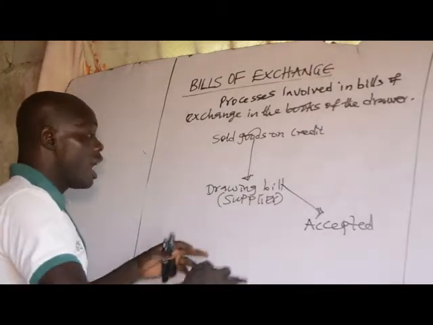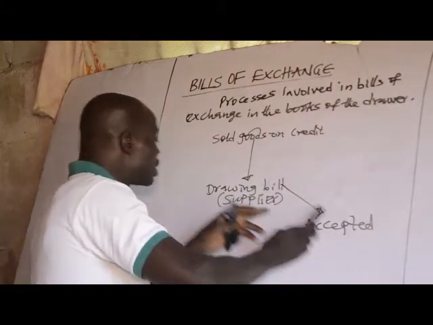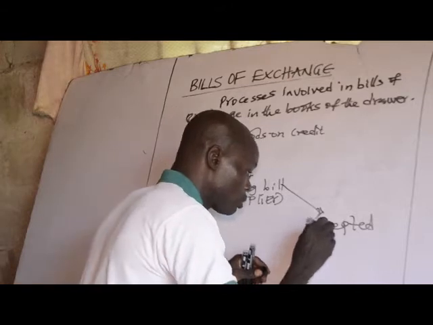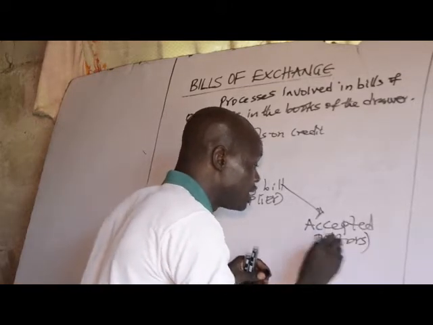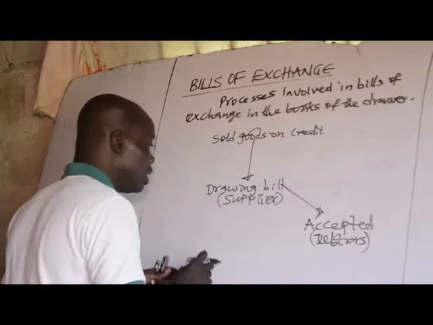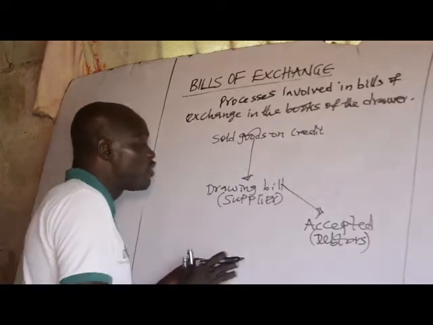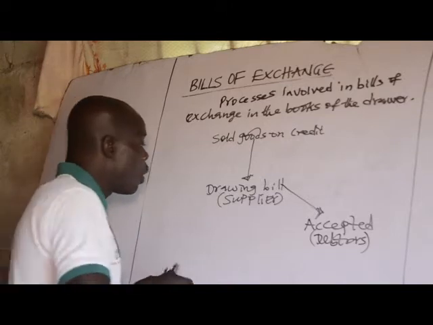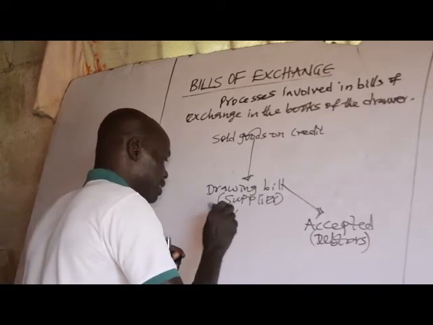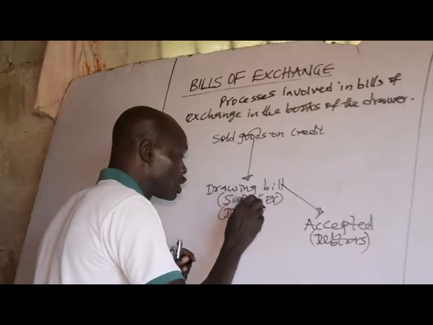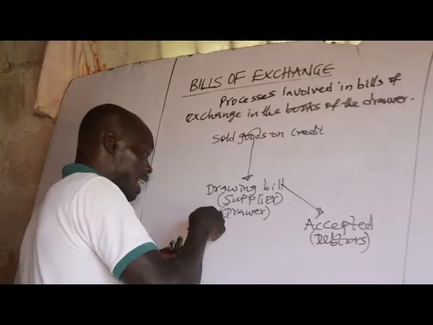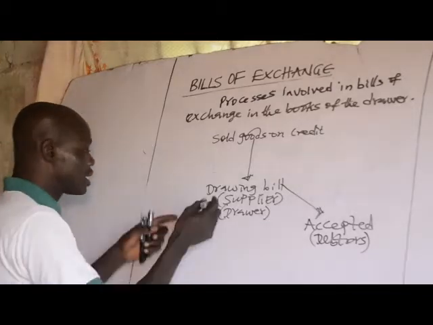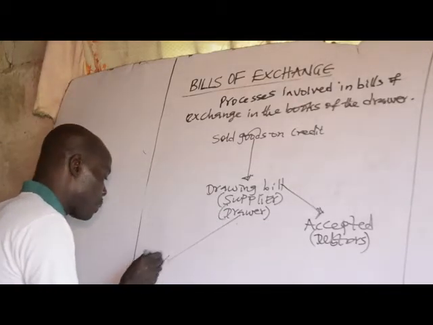So, say these bills have been accepted by the drawees, that is, by the debtors. I said the bills become a legal proof of the debt. There are three options open to the drawer. I told you that the drawer is the supplier, the seller. There are three options open to the seller or to the supplier.